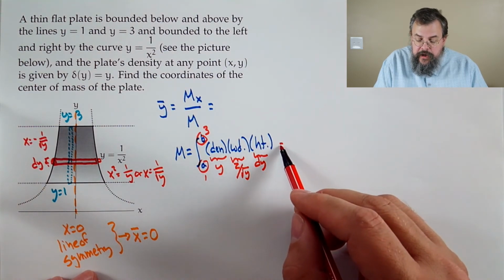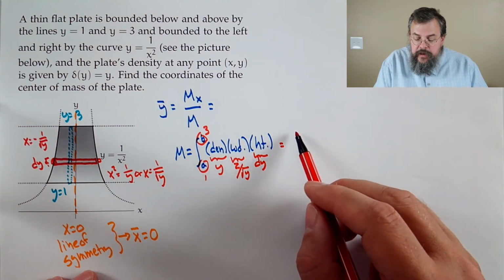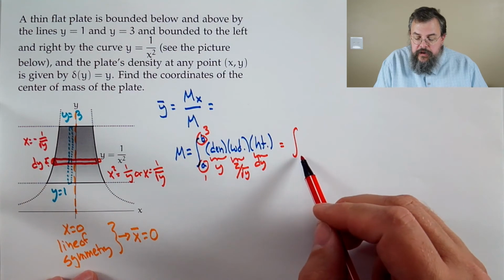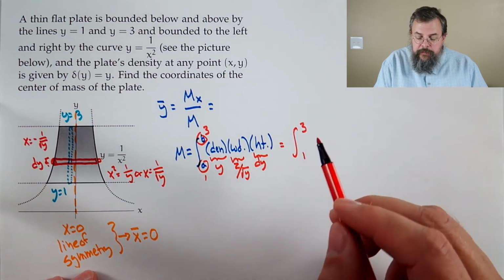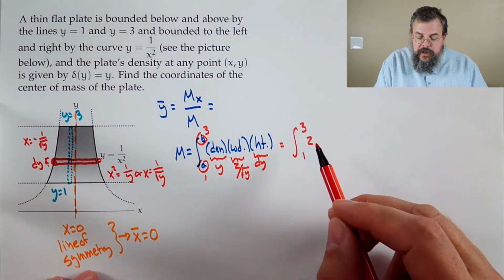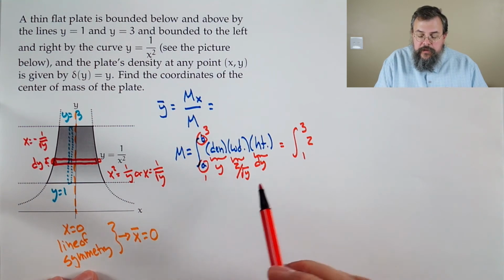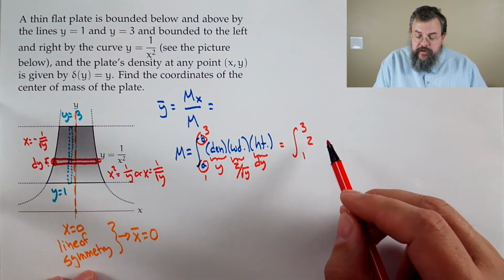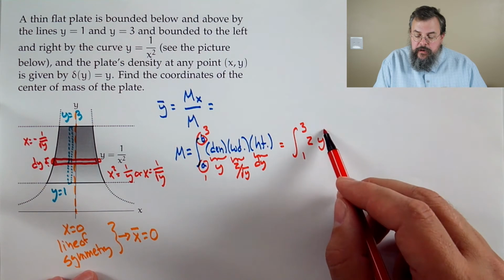So we now have the following. This will be the integral from 1 to 3. We have a factor of 2. Then you have a y over square root of y. Well, that's also known as square root of y, or y to the 1/2.